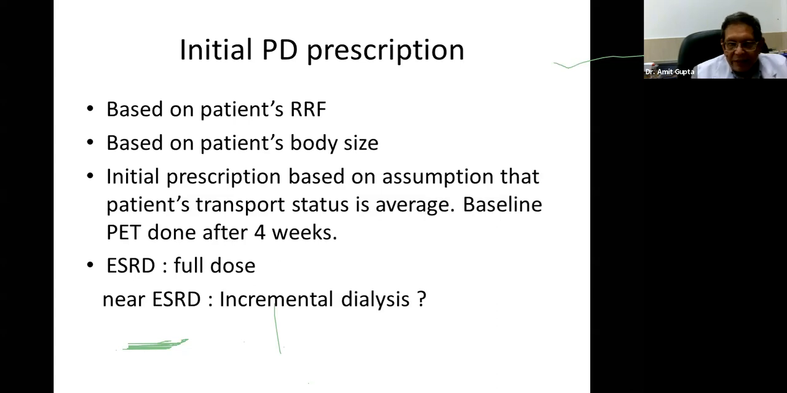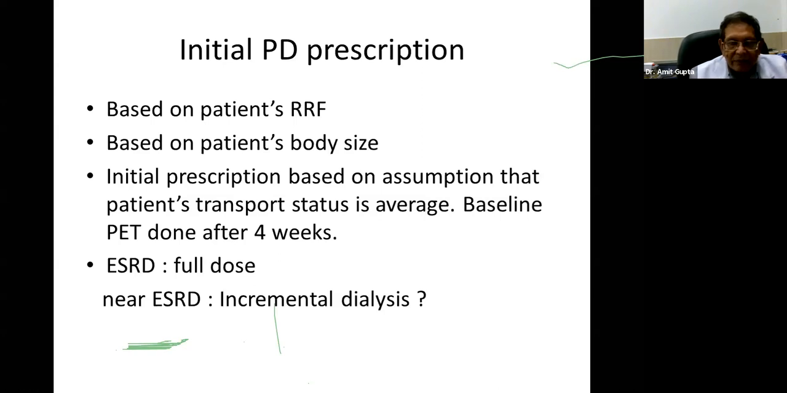Now, when you have a patient with end-stage kidney disease, you generally give a full dose of dialysis. But if that individual is near end stage, which means his GFR is say 8 to 10, while end stage you would say is less than 6 or less than 5, then you can do something known as incremental dialysis. The benefit of incremental dialysis, whether hemodialysis or peritoneal dialysis, is that you can preserve the residual renal function, because the more dialysis you give, like I showed you in the Spanish studies, the people who were on twice a week hemodialysis had a much slower loss of residual function as compared to patients on three times a week hemodialysis.